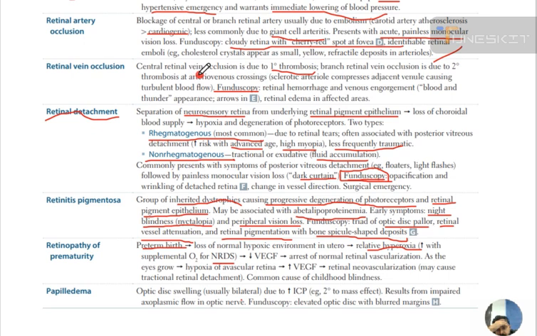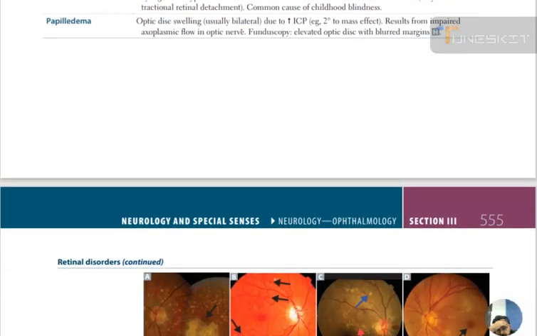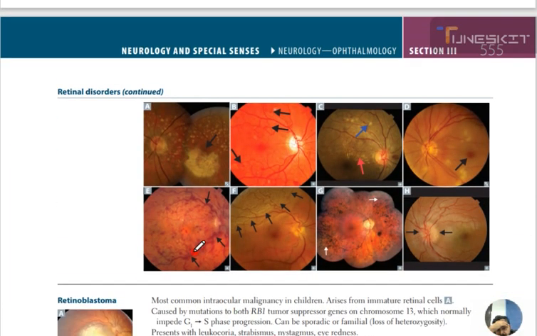This secondary thrombosis could be from sclerotic arterioles that compress adjacent venules, causing turbulent blood flow. Fundoscopy shows retinal hemorrhages and venous engorgement, a blood and thunder appearance, as you can see in arrow E. So let us see E. This is the E picture. These collectively show blood and thunder.